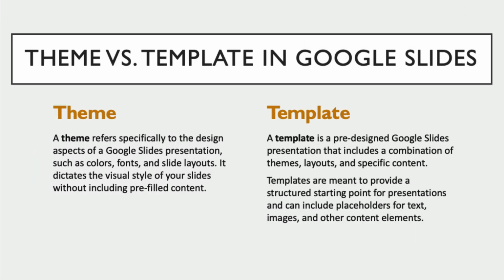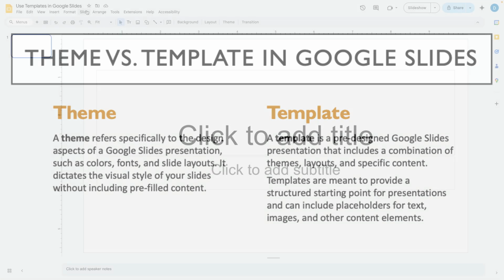A theme in Google Slides is basically a set of different colors and fonts that you can choose from in order to make your slideshow presentable, whereas a template is filled with information. It's filled with pre-filled information based on the type of slideshow that you want to give.